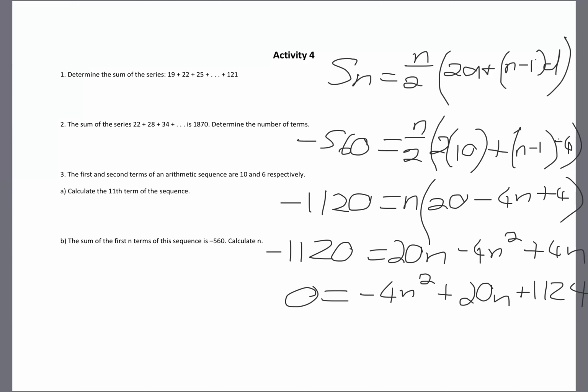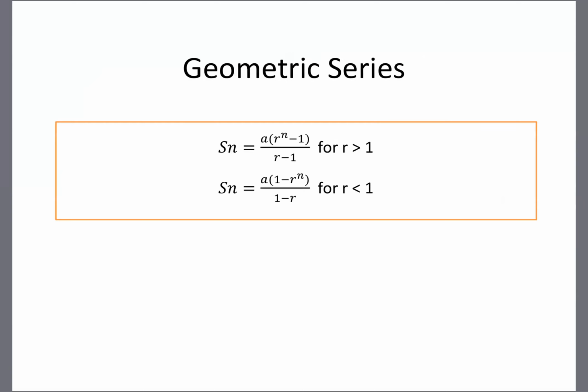So for one, your n is supposed to be 20. So you're going to get two numbers. n is equal to 20 or n is equal to negative 14. But because it's a negative, we're not going to be using it. So we're just going to stick to n is equal to 20. Okay, let's move over to the next one.